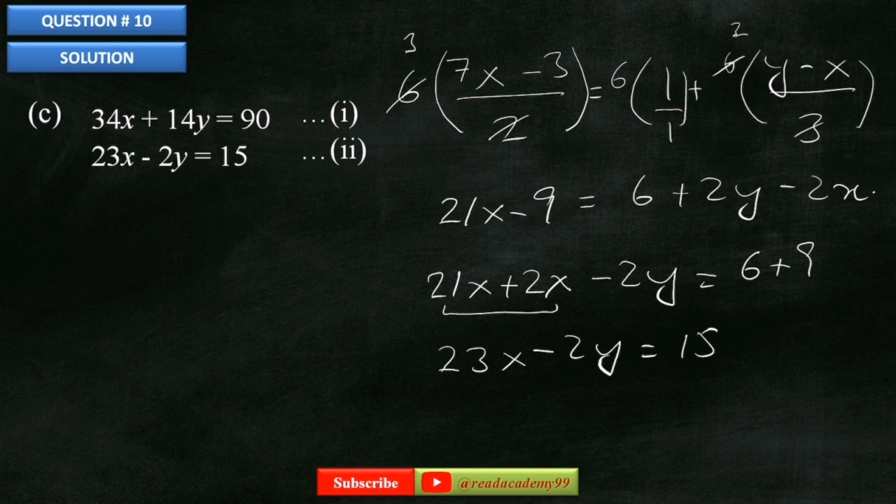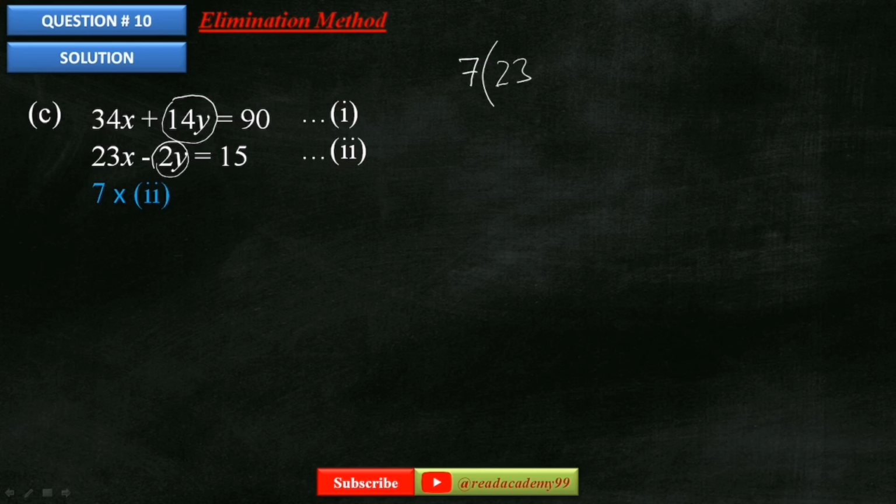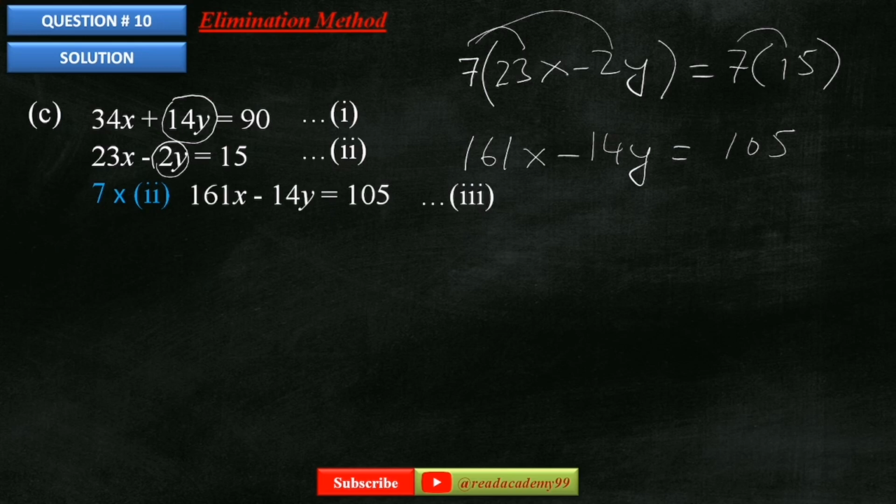Now that we have our equations simplified, let us solve this question by using the elimination method. Now let's multiply 7 with the second equation. So 7 multiplied by 23x minus 2y equals 7 multiplied by 15. So 7 times 23 is 161x, and 7 times 2 is 14y, which is equal to 7 times 15, which is 105. So the second equation becomes 161x minus 14y equals 105, which is now our third equation.